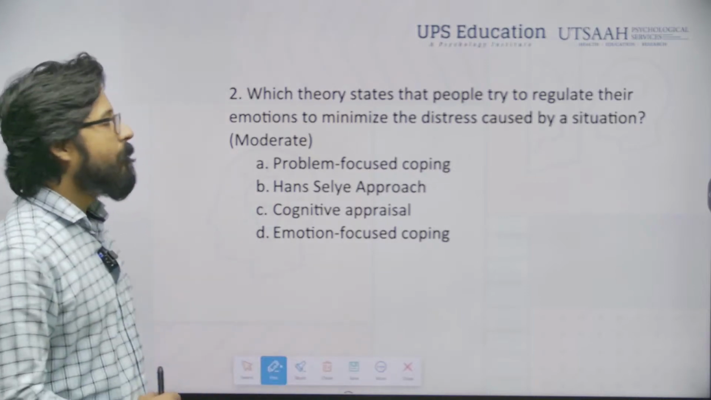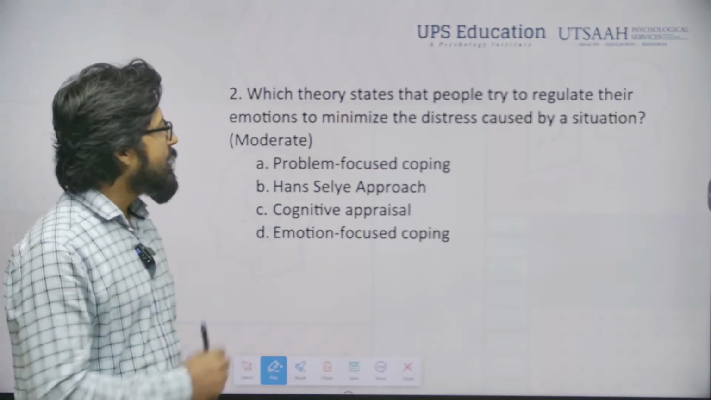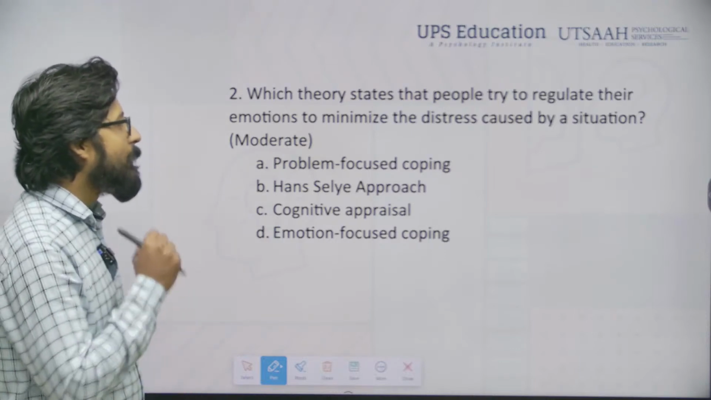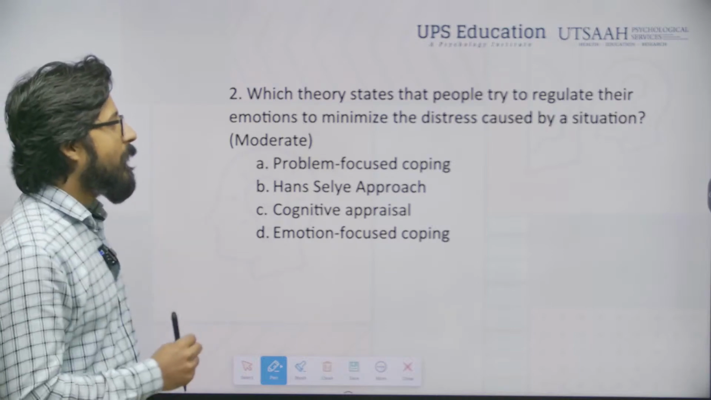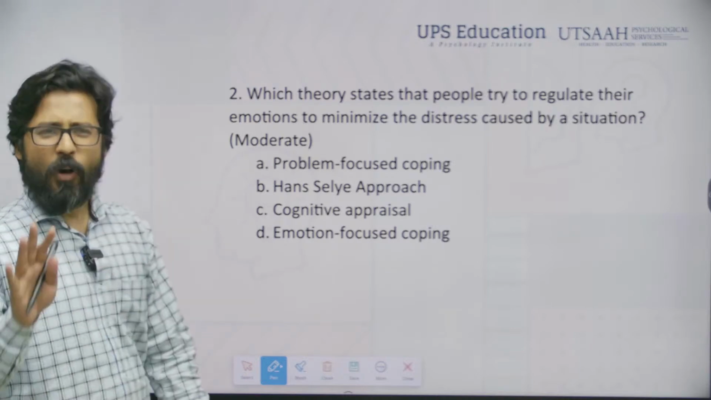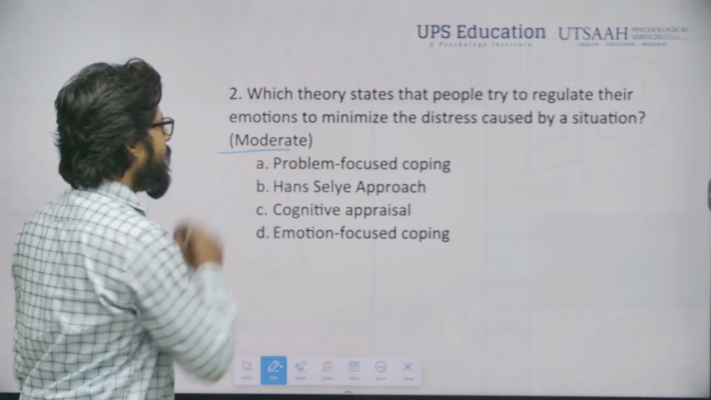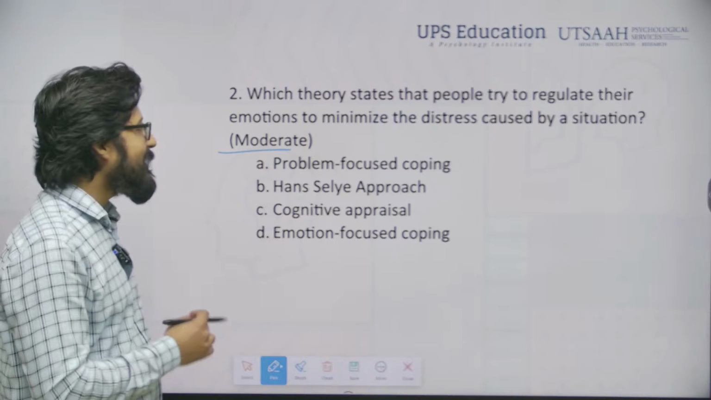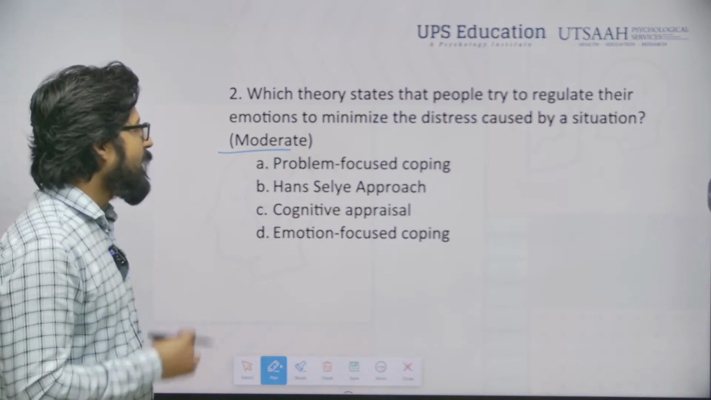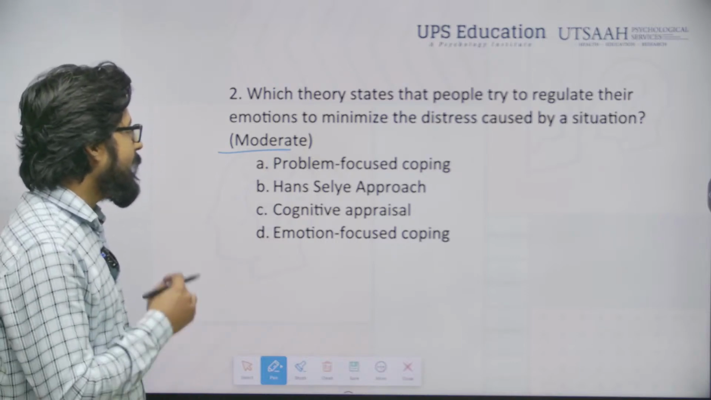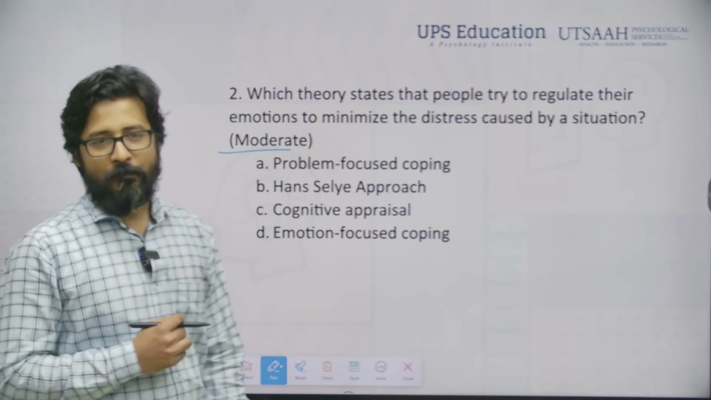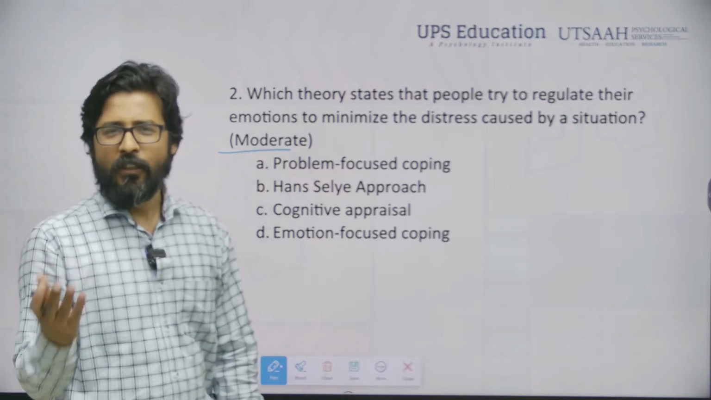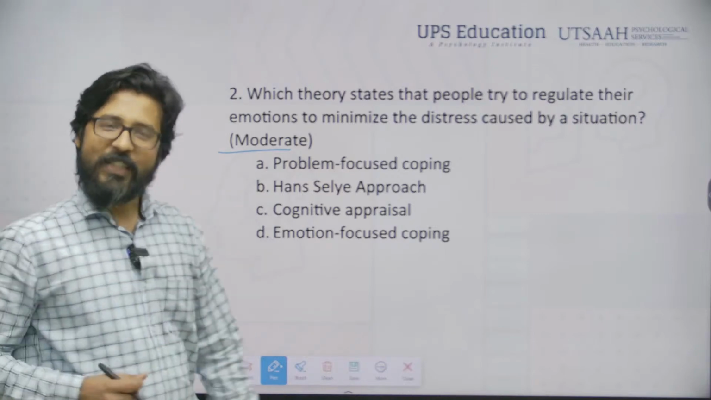Second, you can find here, which theory states that people try to regulate their emotions to minimize the distress caused by a situation. This will be a moderate kind of question. Options are A problem focused coping, B Hans Selye approach, C cognitive appraisal, and D emotion focused coping. And the correct answer, you can guess. If you know the right answer, you can mention it in the chat box.